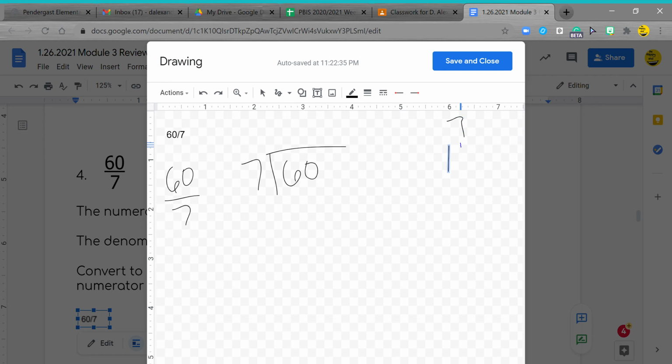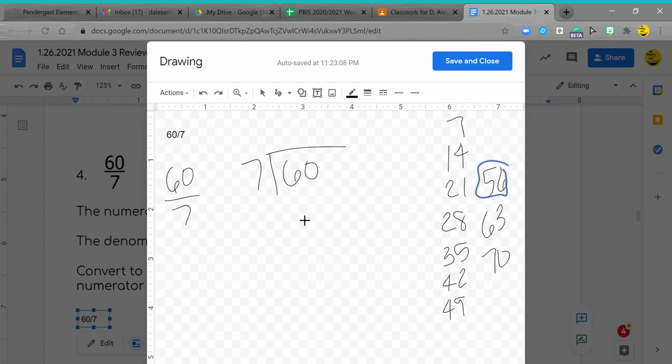So it's 7, 14, 21, 28, 35, 42, 49, 56, and then 63, and then 70. I just did all 10. So now I got to see what number is closest to 60.